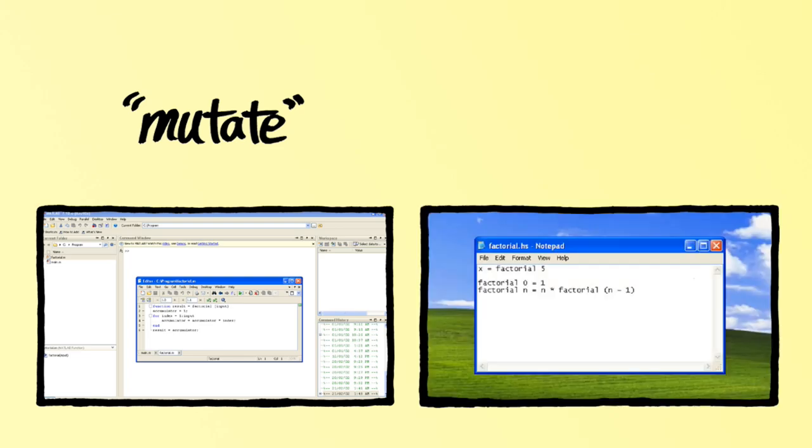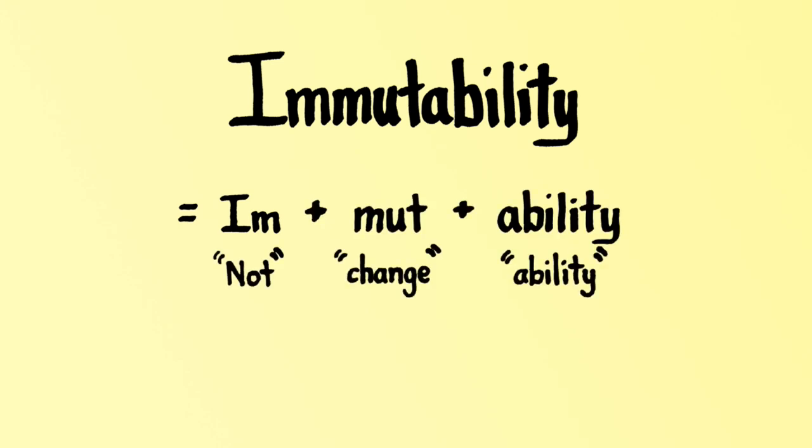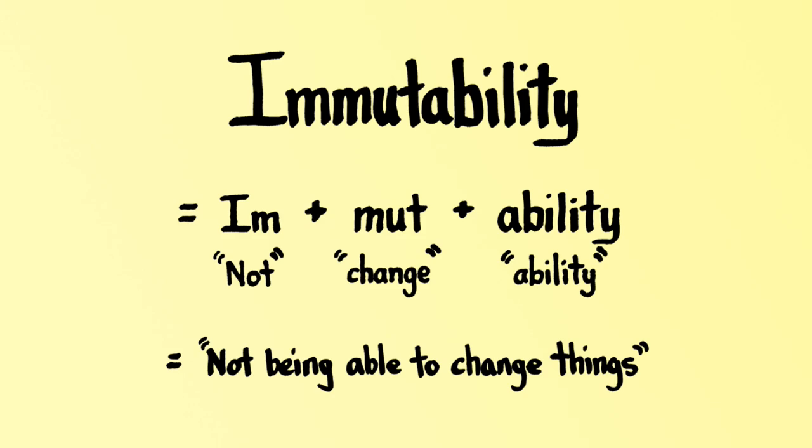When I was talking about the MATLAB program, I used the word mutate not only for its negative connotation, but also because the Haskell program doesn't mutate the values of any variables. This is one of the main features of functional programming. There are no variables, there are constants which are like variables, only you can't change them. That's called immutability. Im meaning not, mute meaning change, ability meaning ability. Immutability, not being able to change things.